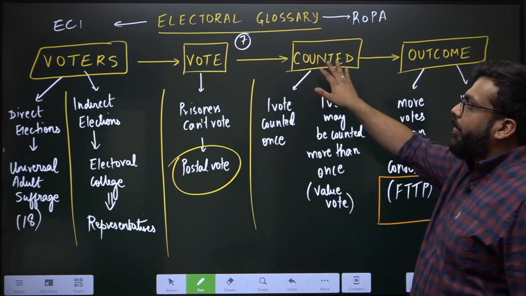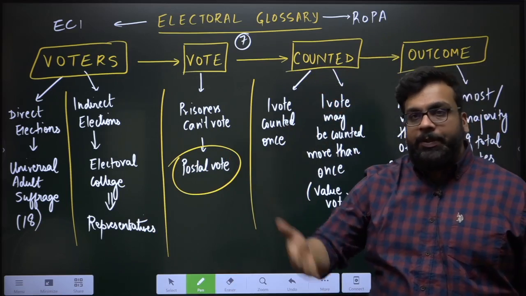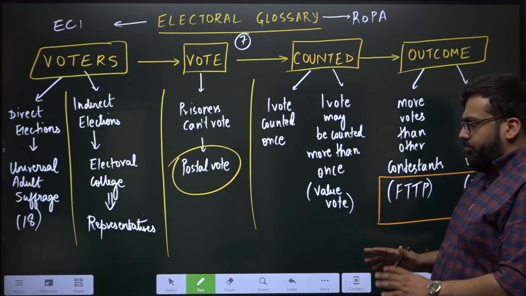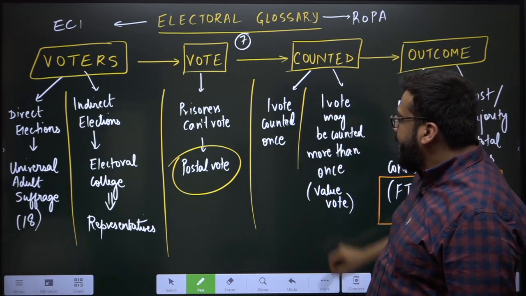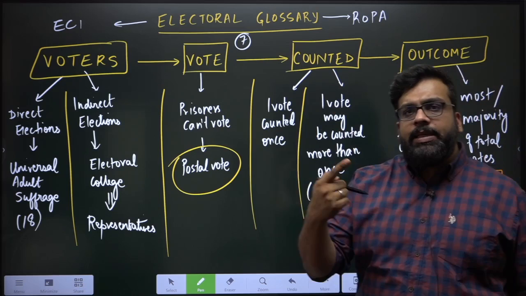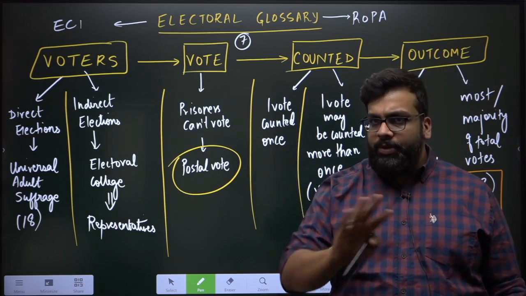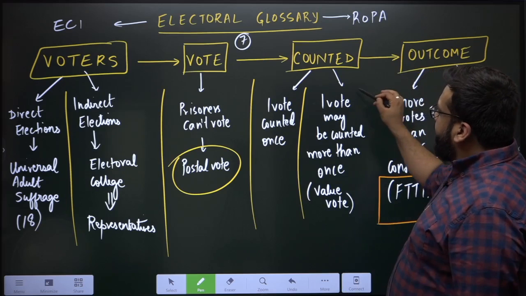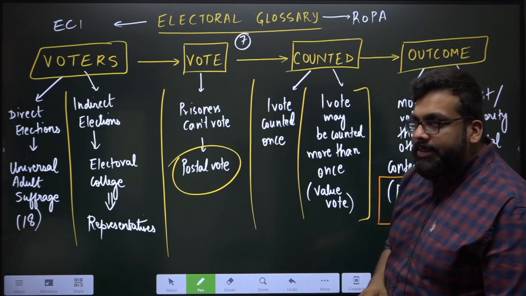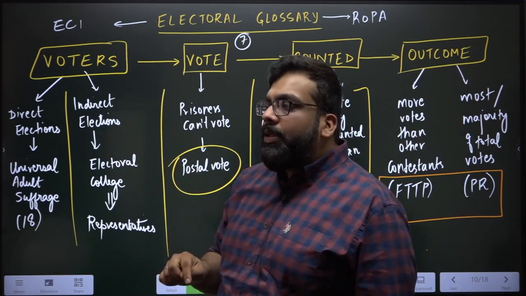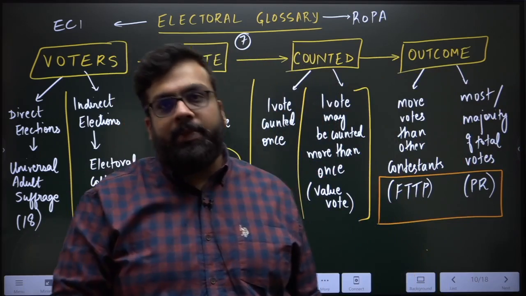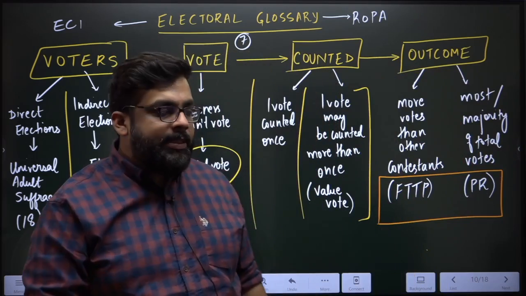And then comes the process wherein your votes have to be counted. Now, usually in direct elections, one vote is counted once. Simple, no confusion, no problem. But in some very, very rare cases, one vote may be counted more than once, right? This is called a value vote system.